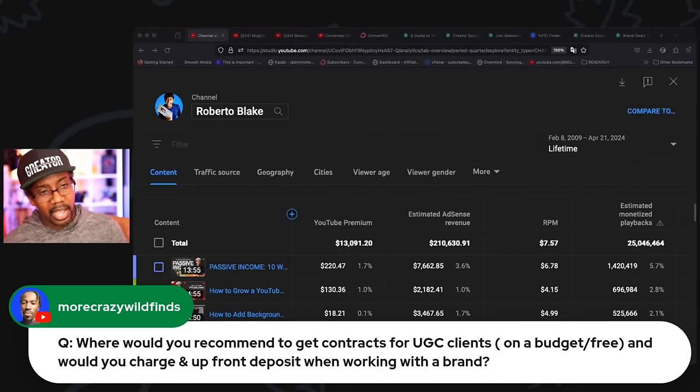Now, in terms of getting contracts, you could go to a website called Creators Legal, and you might be able to find stuff there. For a lot of these, you might want to hire a social media lawyer to help work on this for you. You may want to get a contract from the brand, then modify that contract. Maybe you run it through ChatGPT, not legal advice. And so maybe in that direction.